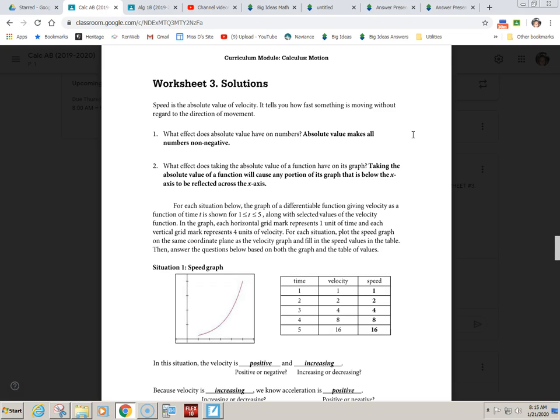We know absolute value makes all numbers non-negative. Okay, whatever. They're saying 0 or positive. 0 stays the same. Positive stays the same. Negative flips. That's why they're saying non-negative, because 0 is technically neither positive nor negative.